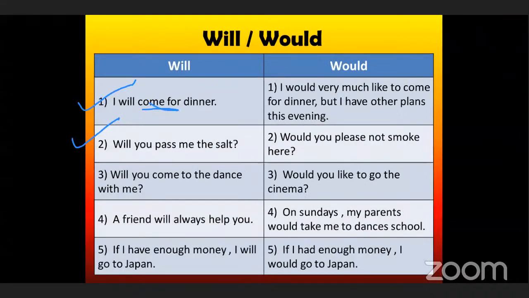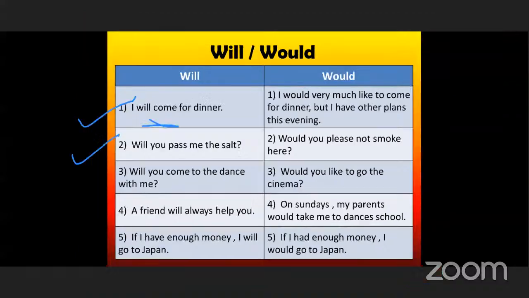Third example: Will you come to the dance with me? Now here the sentence is offering to someone for dancing. The person is offering to the other person to dance with him. So when you are offering someone anything, use the modal auxiliary will. So here it is an offering.